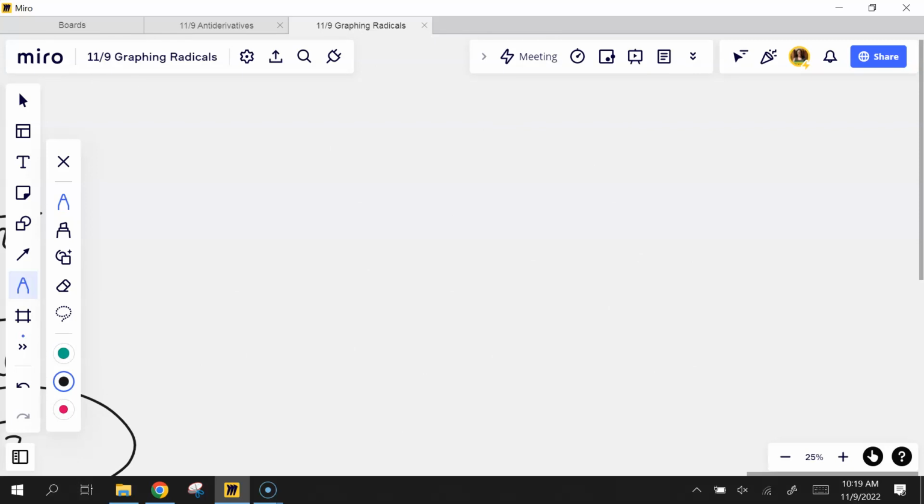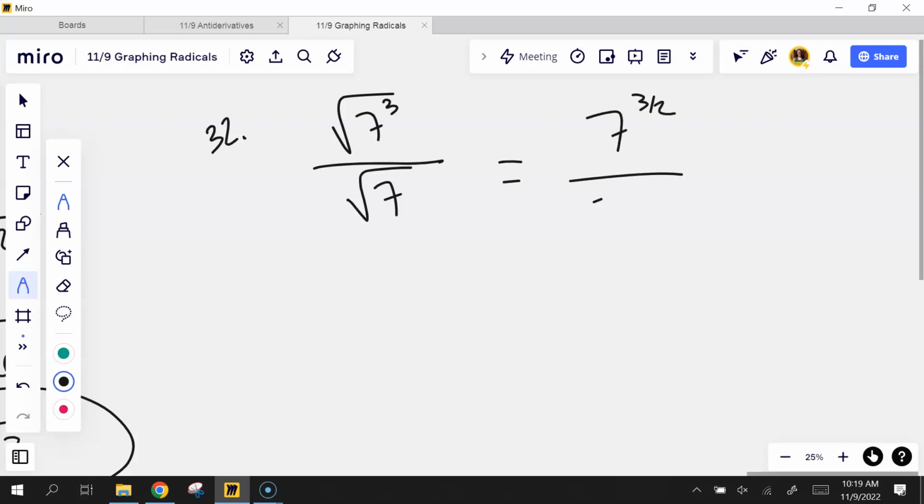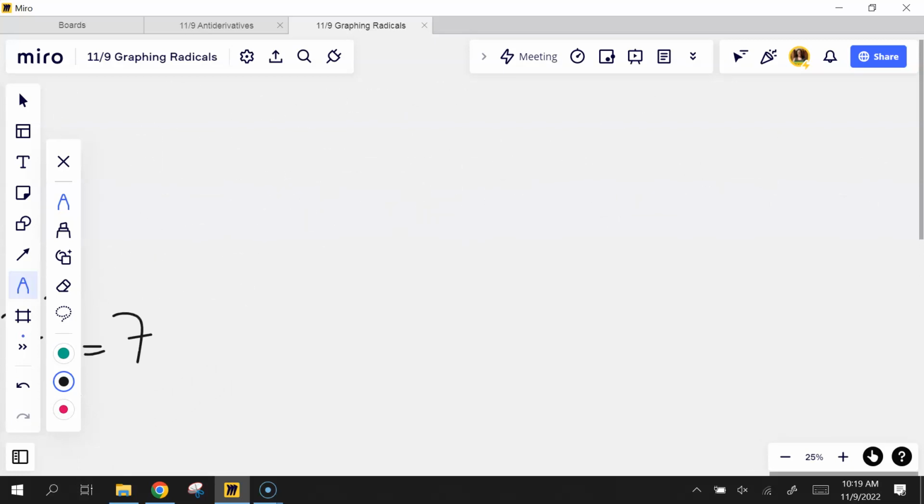Yeah. Give me the problem. Same thing. So this is 7 to the 3/2. This is 7 to the 1/2. If I subtract them. Anything else? I thought that was 33. No. Dozier, what's the problem? Yes.